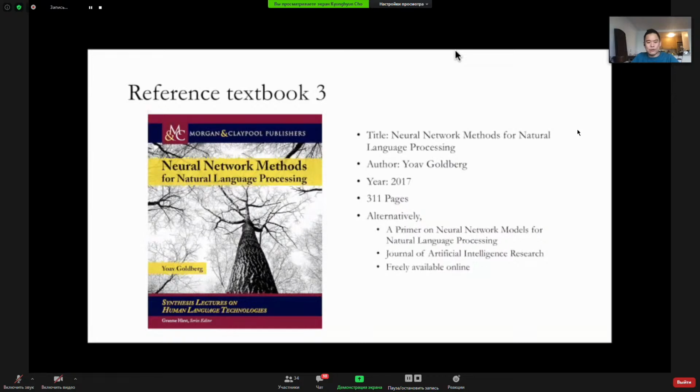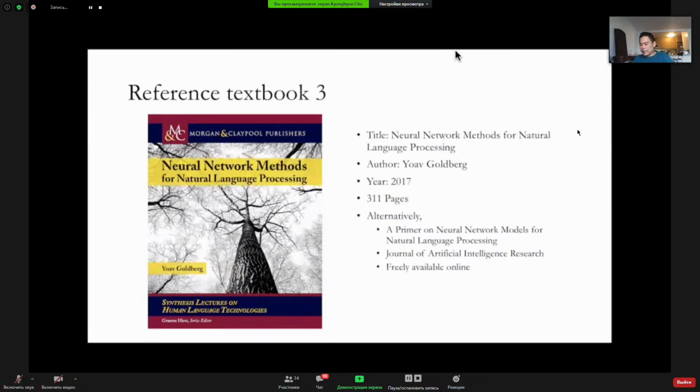And then the third one, if you want to go a bit further into the neural net side of natural language processing, and the underlying mathematical ideas, then I'd like to suggest you take a look at this. It's pretty thin. It says 311 pages, but the book itself is pretty small. Authored by Yoav Goldberg, titled Neural Network Methods for Natural Language Processing.